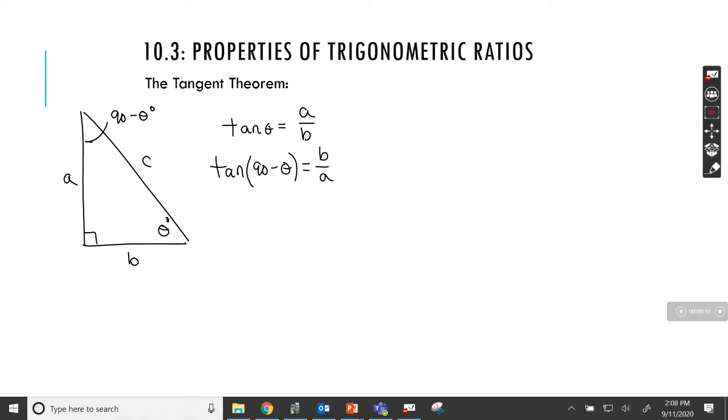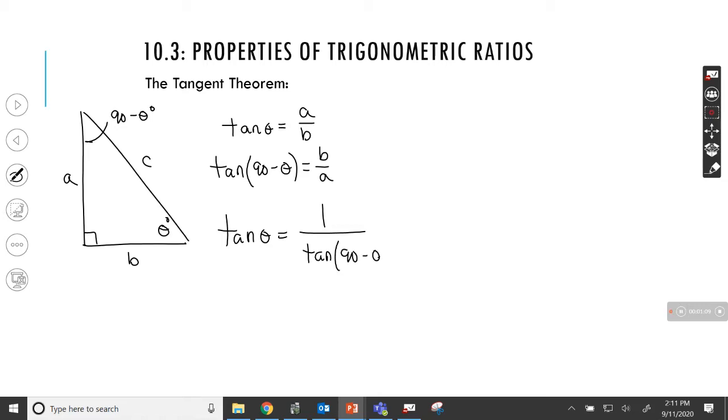So what you first can notice here is an interesting thing. The tangent of one acute angle in a right triangle is going to equal the reciprocal of the tangent of the other acute angle. In more mathematical terms, it would look like this. The tangent of theta equals 1 over the tangent of 90 minus theta.